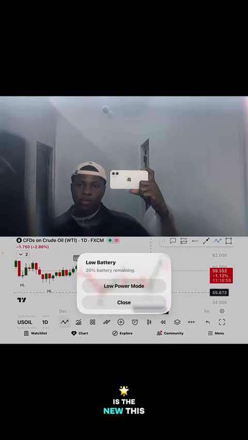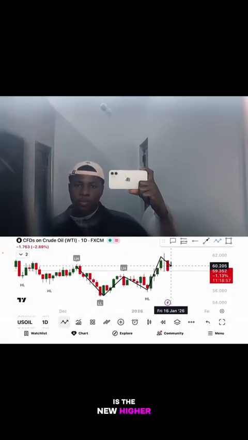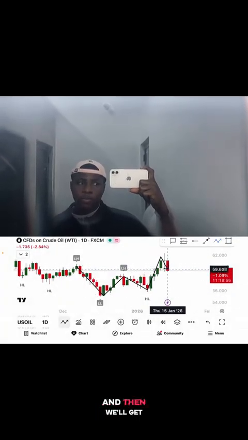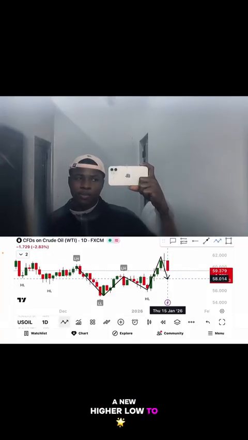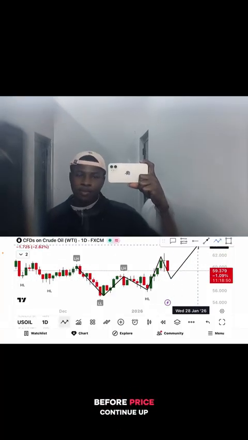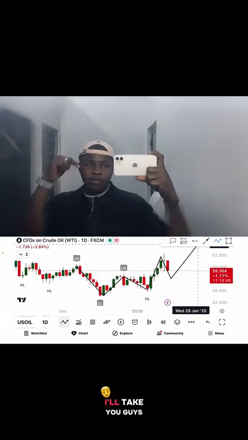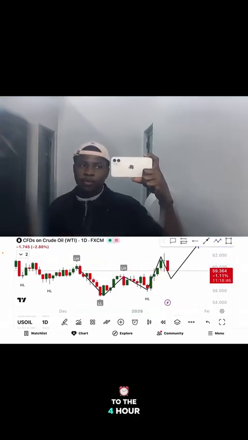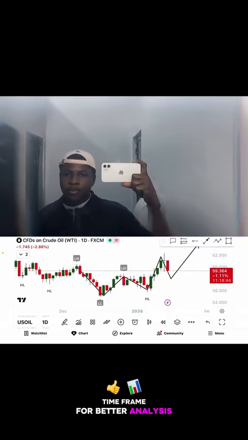This is the new higher high in the market, and then we're hoping to see a new higher low in this area before price continues up to this point. I'll take you guys to the 4-hour time frame for better analysis.